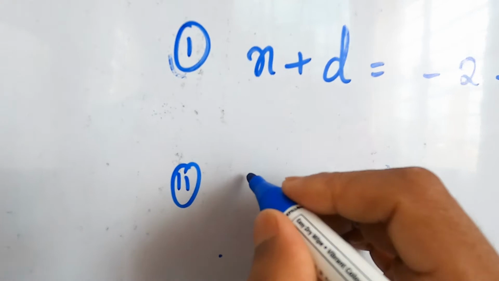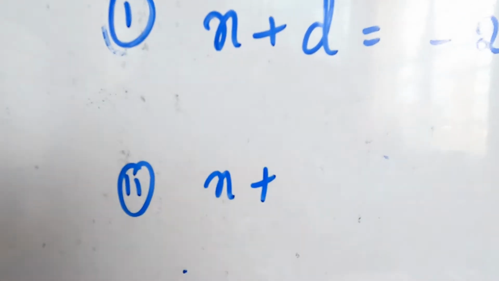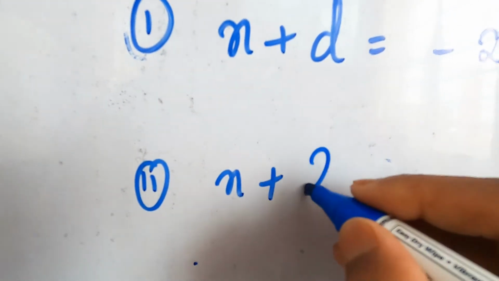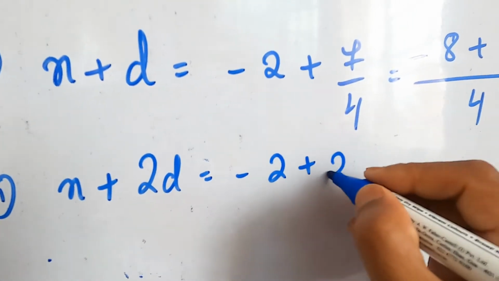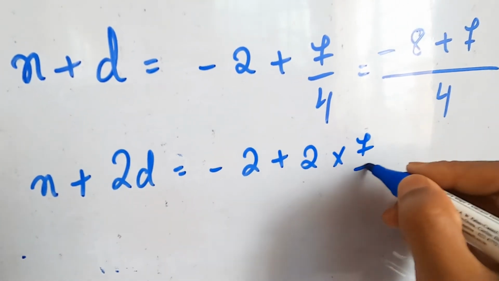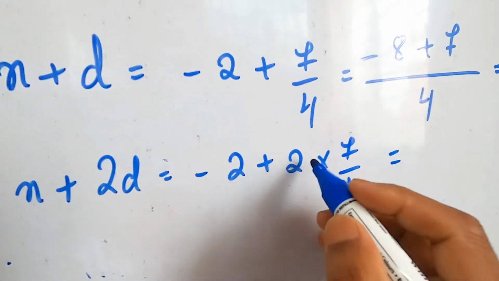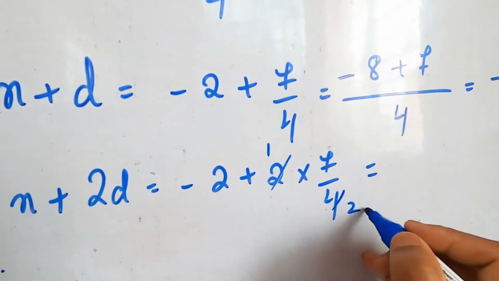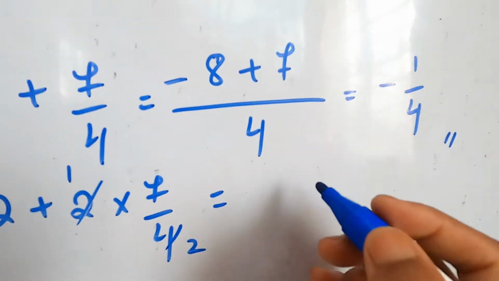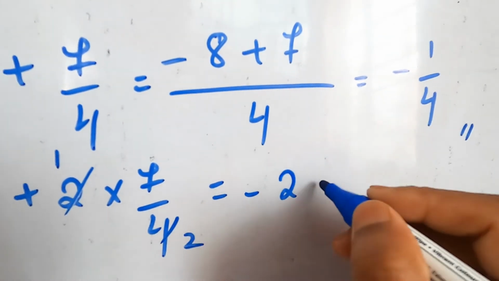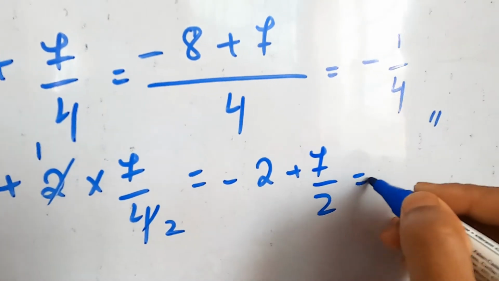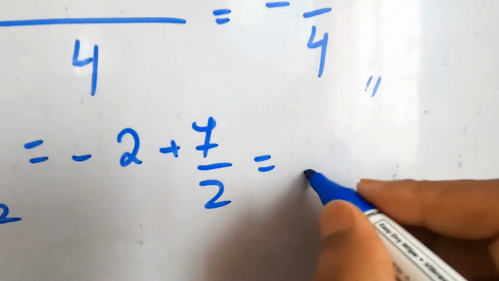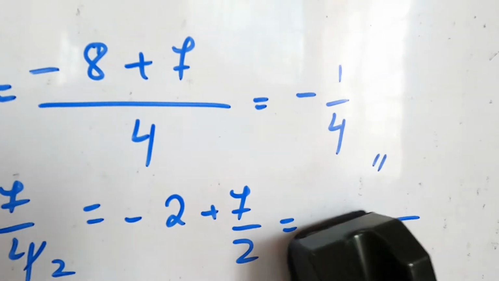All right, second one, for your second rational number, it will be x plus 2d. All right, so minus 2 plus 2 into 7 by 4. So here 2 1s will be 2 and 2 2s will be 4. So what's left? Minus 2 plus 7 by 2. So LCM in this case will be 2.